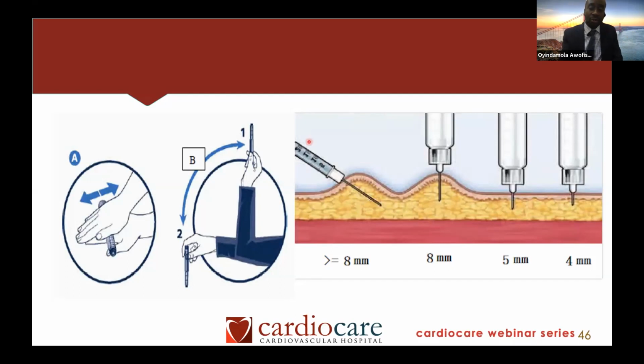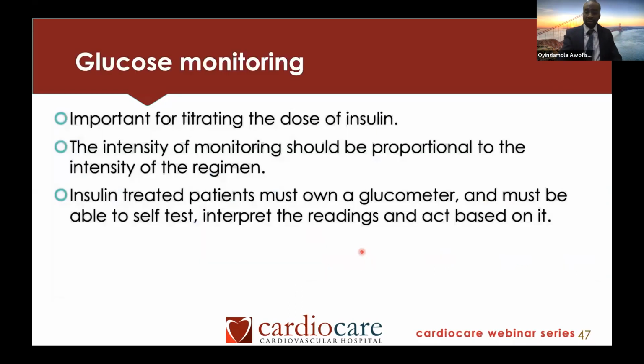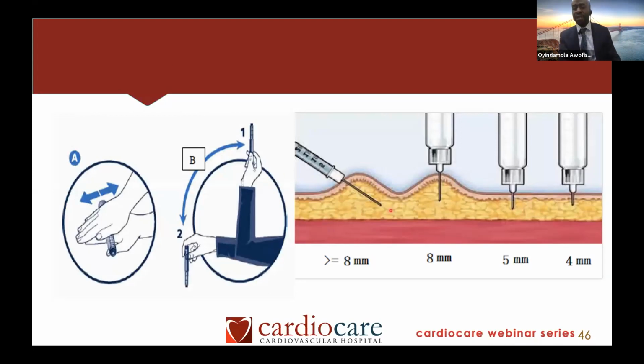So that's shown here for a needle and syringe based device, because most of those needles are longer than 8 millimeters. Okay, it's also important to know that after injecting insulin, the site should not be rubbed. If there's any drop of blood or any liquid after it, it should just be dabbed. It should not be rubbed.